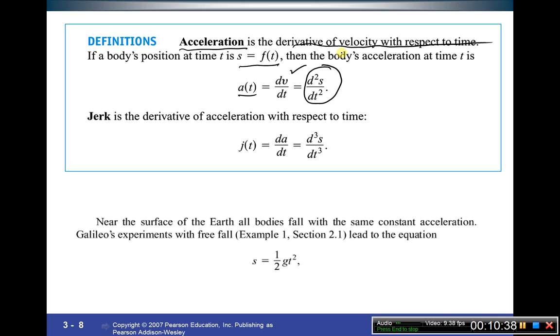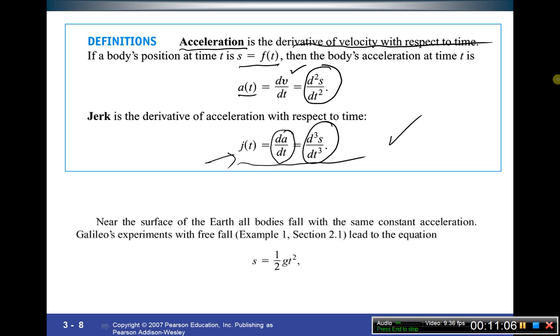And then finally, there is a term that we'll be using, which is just how fast the acceleration is changing with respect to time, and it's called the jerk. It's just the derivative of a with respect to t, which would be the third derivative of the position with respect to time.